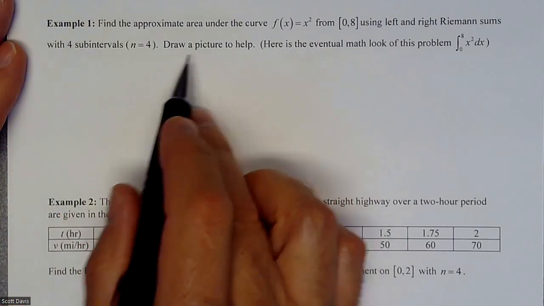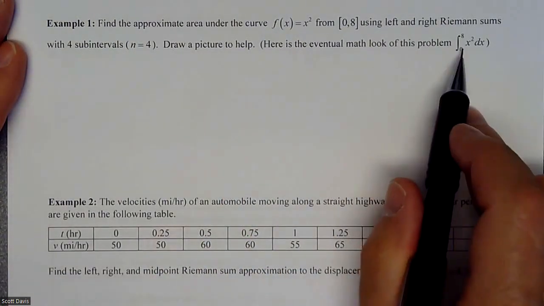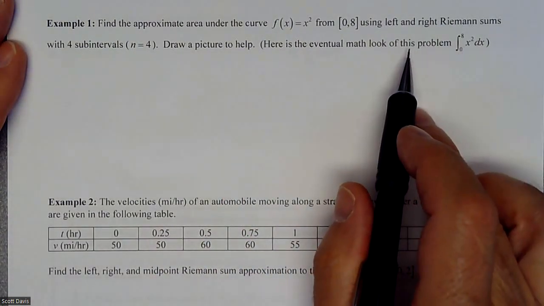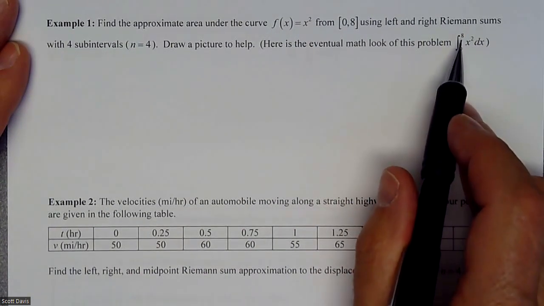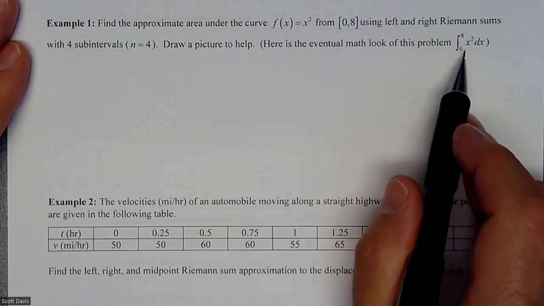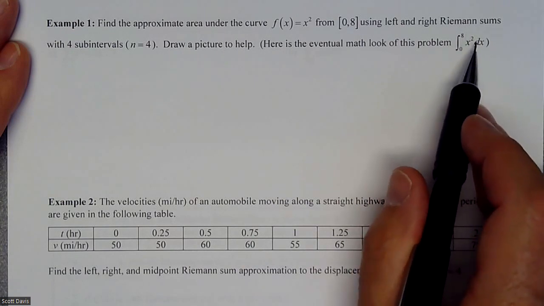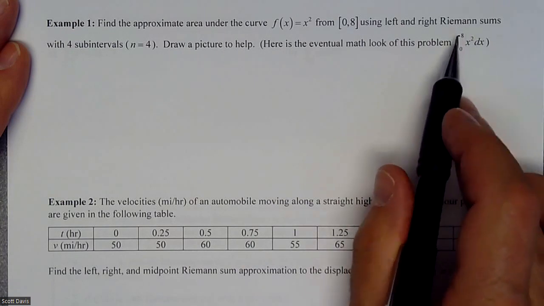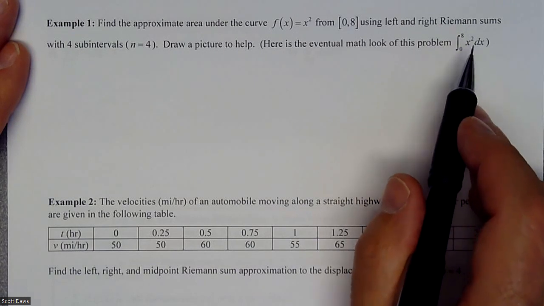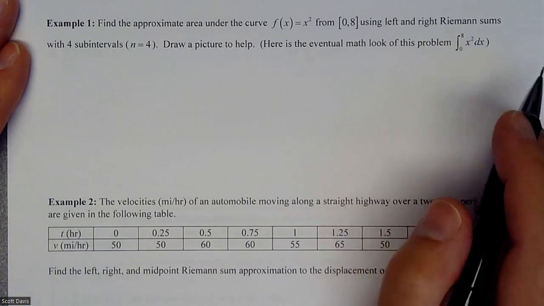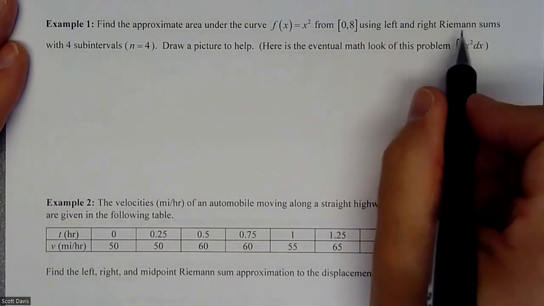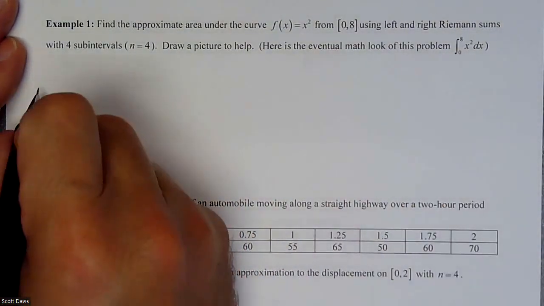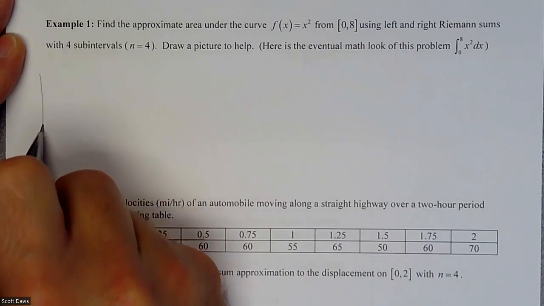We're going to draw a picture to help this. So eventually, when we do the calc behind it, it is going to look like this. We're going to do the integral from 0 to 8 of this quadratic, and this is always going to find us the area under the curve. So that's the eventual look of what we're going to be seeing. But for right now, we don't have the calc to do it, so we're just going to do the by hand version of this.